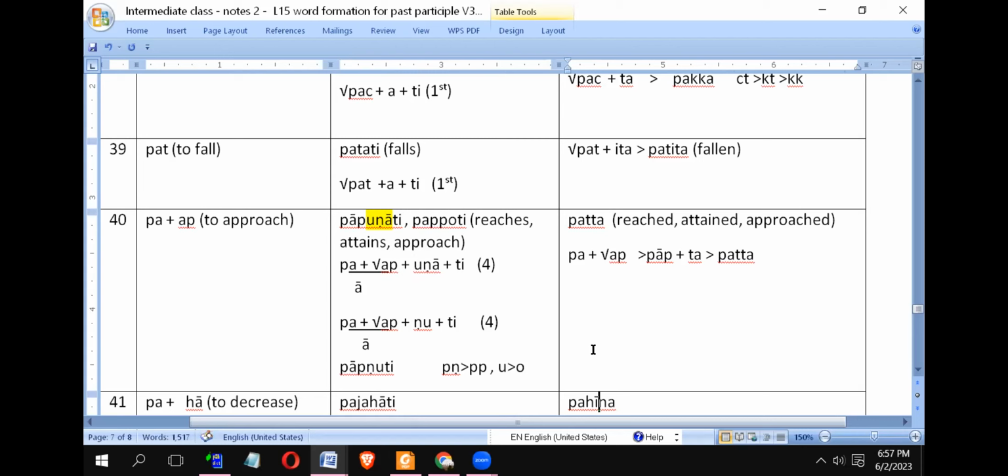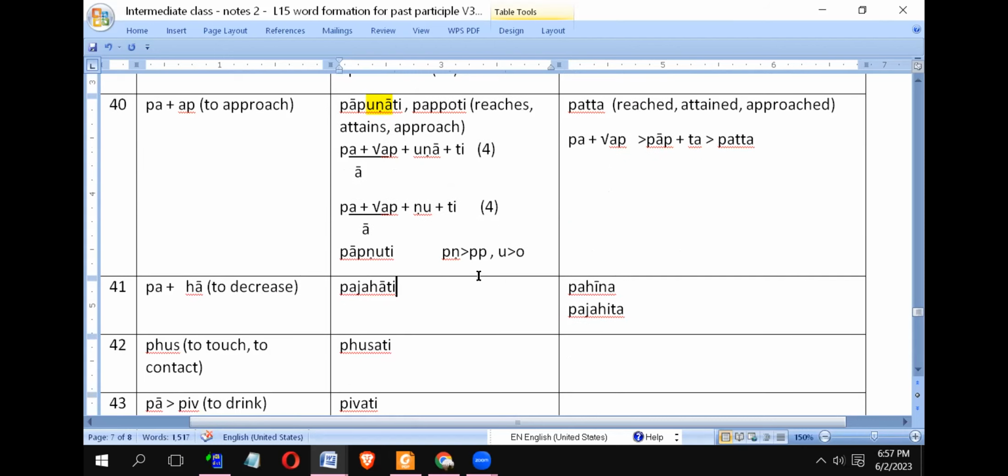Okay, next one. All right, so try the next one. I think this one is not so difficult if you think about it. Brother Count, you want to try this? Yes, Jahati, Pa. The root is Ha, right? Yes, Ha. Okay, wait. Let's go for this one.